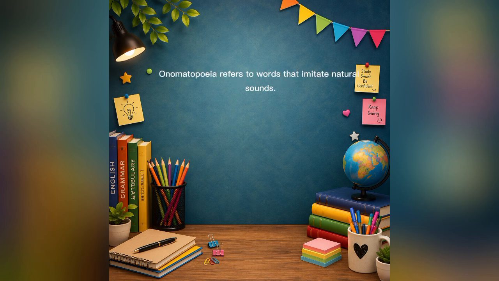Onomatopoeia. Onomatopoeia refers to words that imitate natural sounds. Examples: buzz, bang, splash, hiss, tick-tock. Sentences: the bee buzzed around the flower. The balloon burst with a bang. The snake made a hiss. These words sound like the noises they describe.